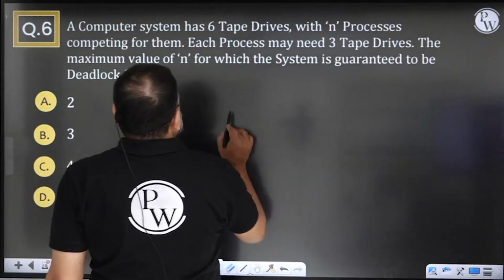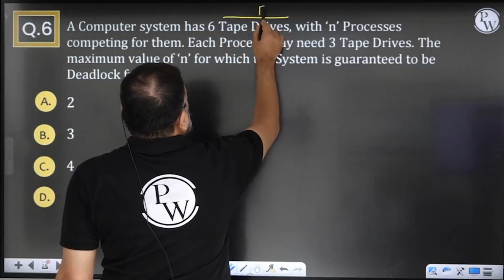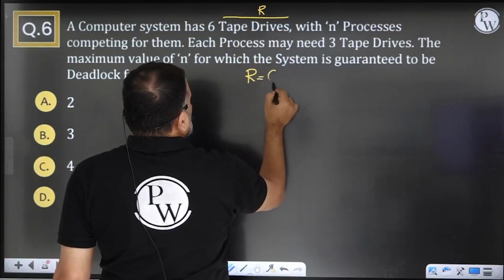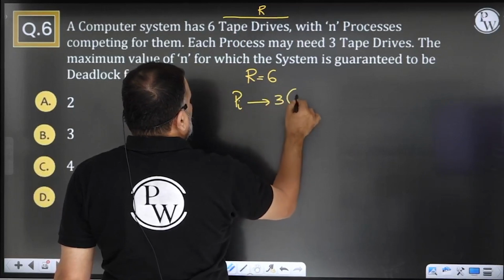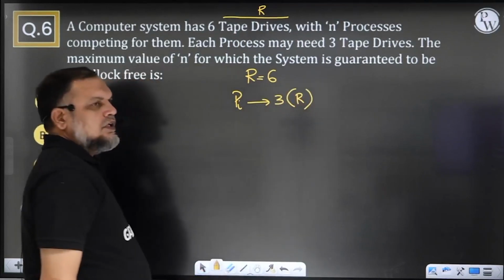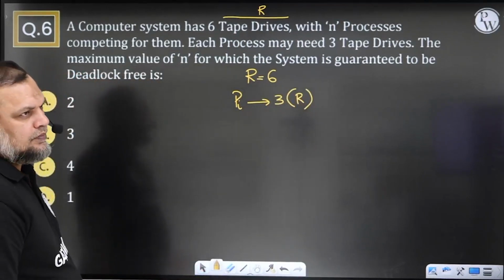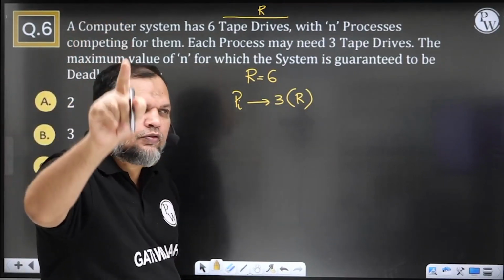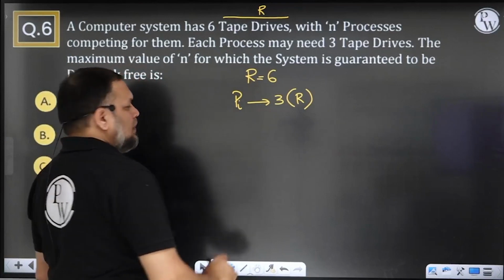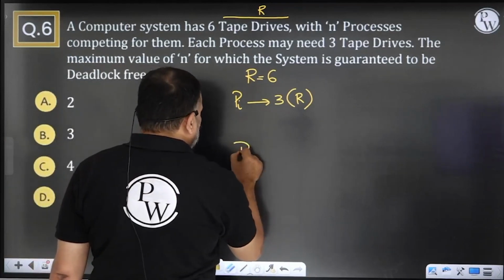So next question. I have 6 tape drives, this is resource R. So R has 6 copies. Right? Each process Pi is now given to need 3 copies of R. Look at this. Each process needs 3 copies of R. What is the maximum number of processes for deadlock free operation? So I do dining philosopher again.